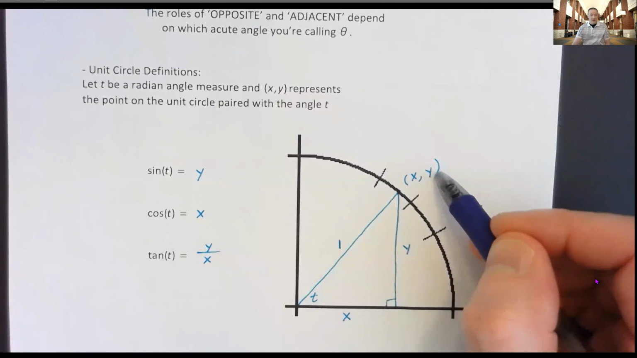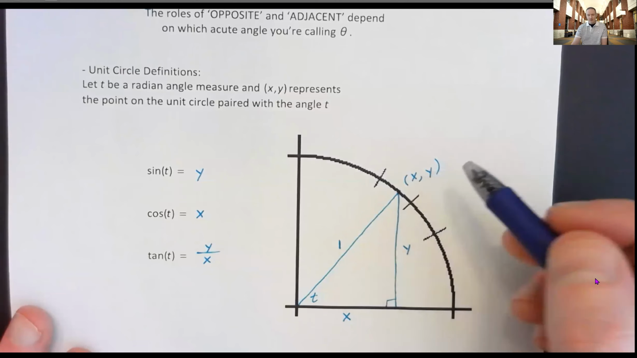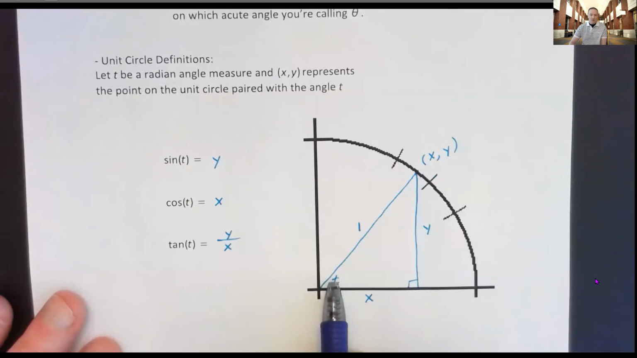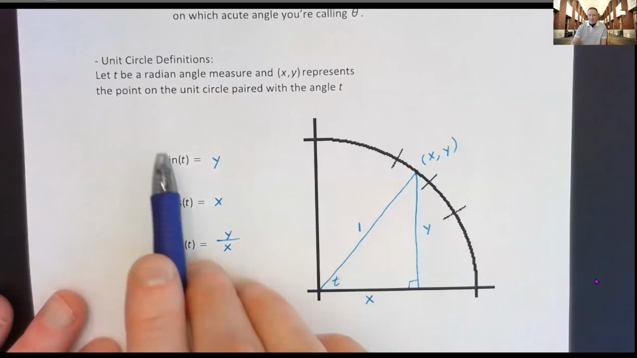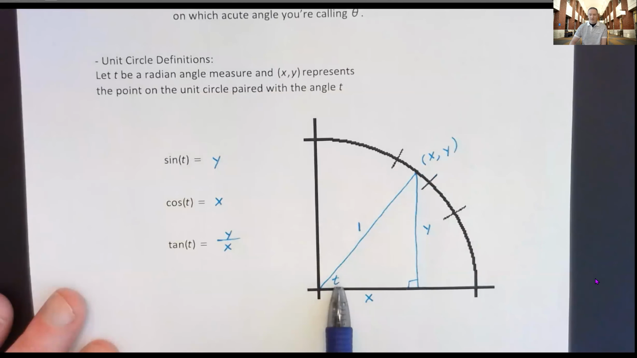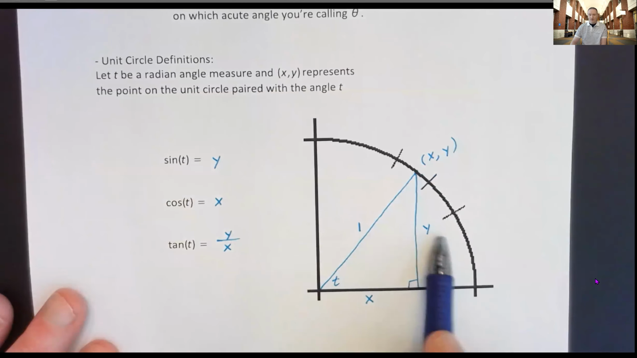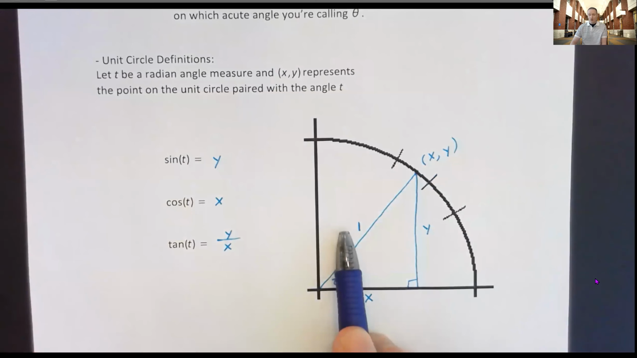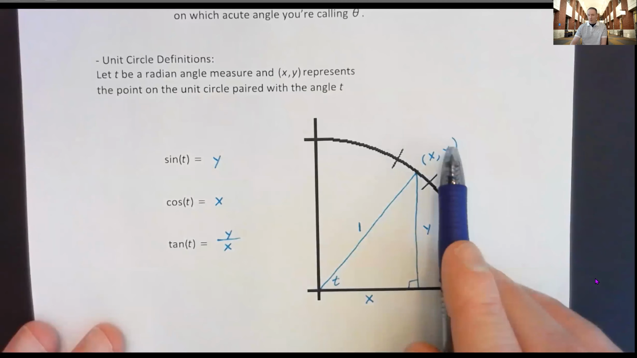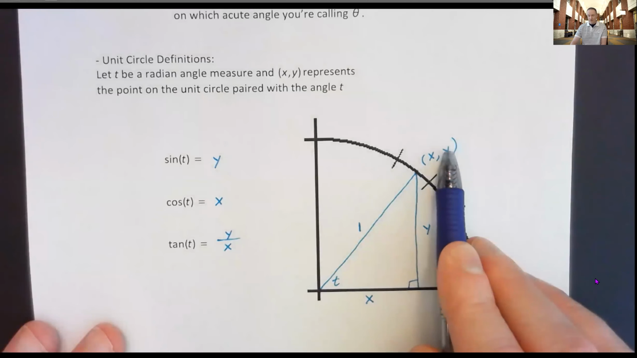Now I can easily make the connection between the sine, the cosine, and the tangent. Up here we know sine is the ratio of opposite over hypotenuse. So please look at what the sine of this angle t would be. The sine of angle t has to be the ratio of opposite over hypotenuse. That's y over 1. Then that's telling you that the sine is nothing more than the y component on the unit circle.